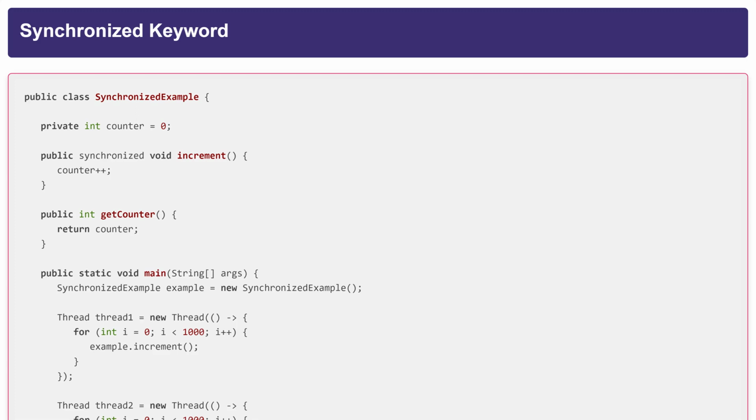This means that only one thread can execute the increment method at a time, preventing any race conditions. In the main method, we create two threads and start them. Each thread will call the increment method 1000 times. After both threads have finished executing, we retrieve the final value of the counter and print it to the console. This example demonstrates how the synchronized keyword can be used to synchronize access to shared resources and ensure data consistency.